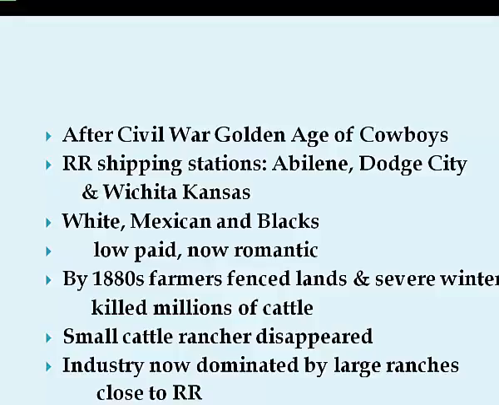But by the 1880s, when the white farmers were starting to fence in the lands and using barbed wire, we had several winters straight in a row that killed millions of cattle, so the cattle drives came to an end. And the cattle industry that reappeared was dominated by large farmers. Of course, they built their ranches close to the railroad.